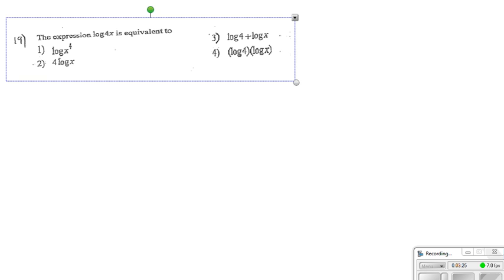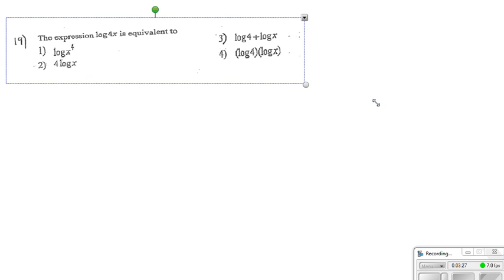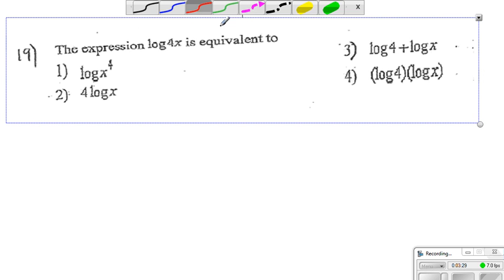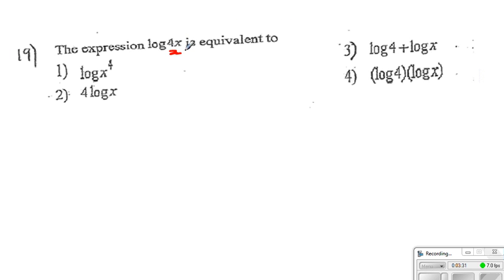Alright, so next expression here. For nx is multiplication, so multiplication within the logarithm can be expressed as addition between the logarithms, so therefore choice number 3.